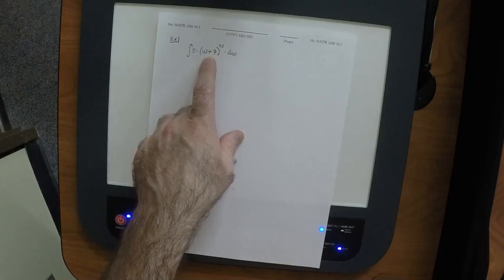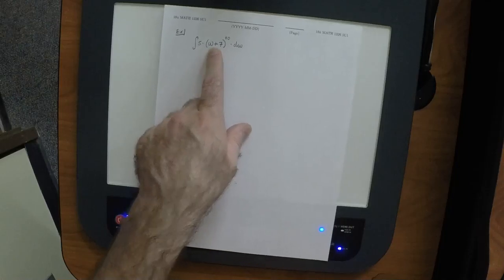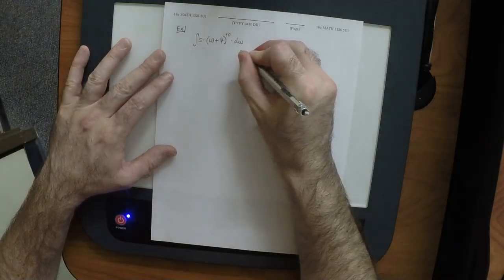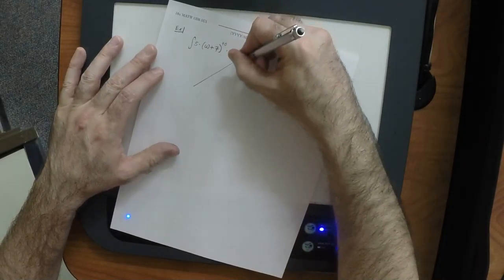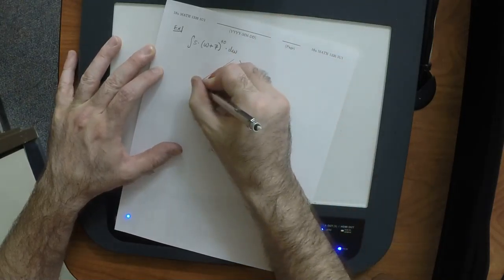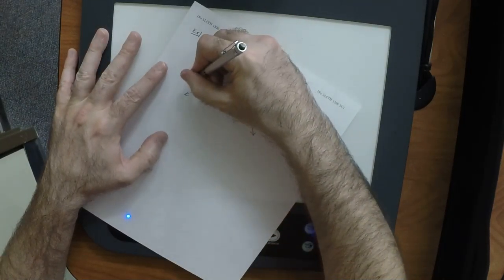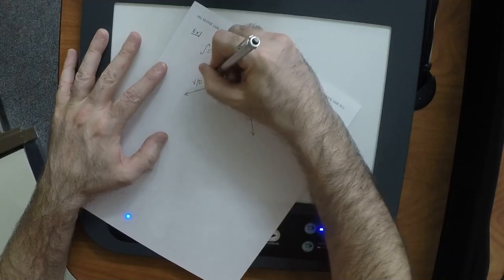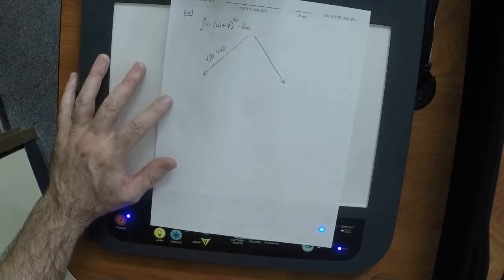Now, we could do a substitution, and it's going to be just like we did it last time. So what I'm going to illustrate for you is two different methods, and extremely quickly I'm going to do the variable differential substitution because it's just like the one we did last time.